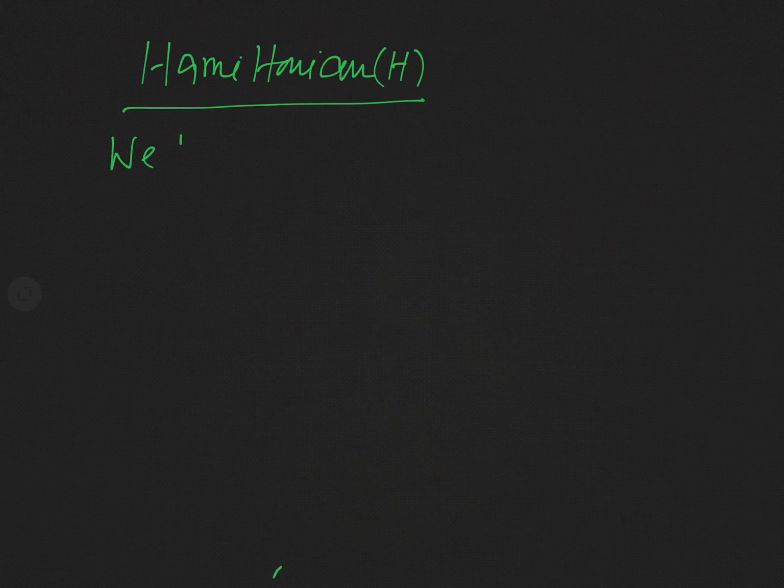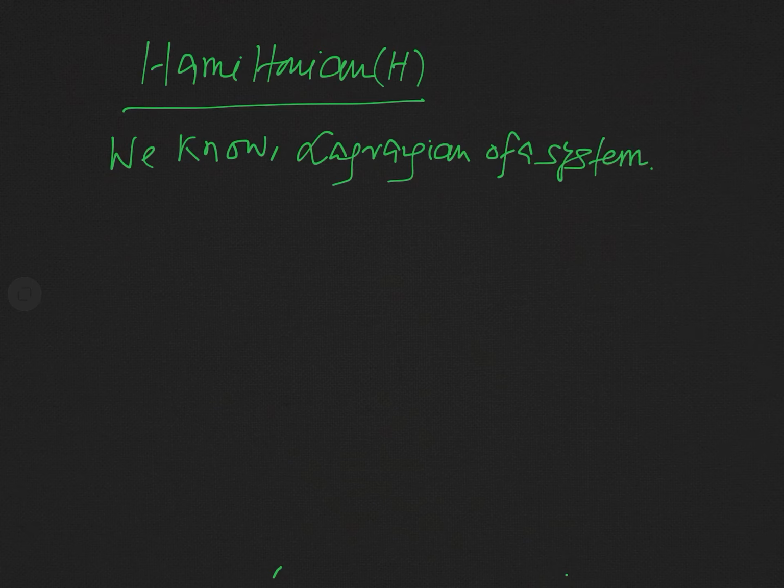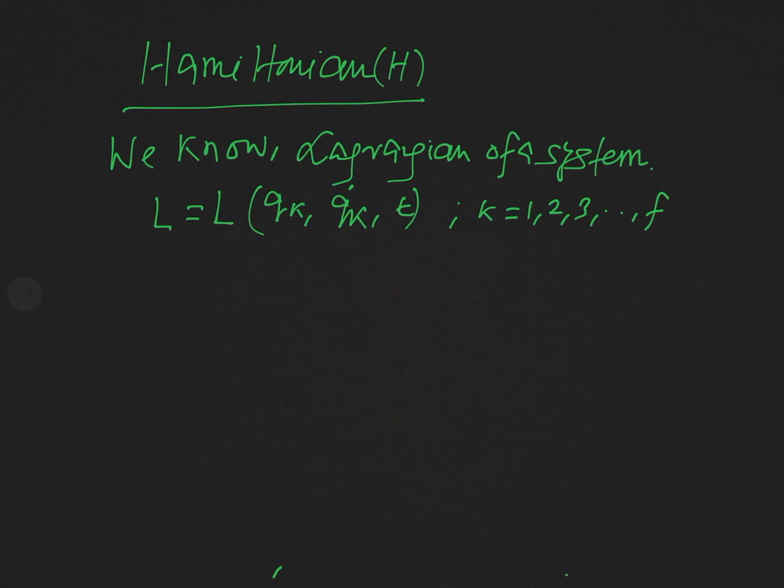So we know, in general, the Lagrangian of a system, which is denoted by L. We have already studied it, and this L is a function of qk, qk dot and t in general. Here k stands for 1, 2, 3, and so on up to f. f is the degree of freedom of our system.